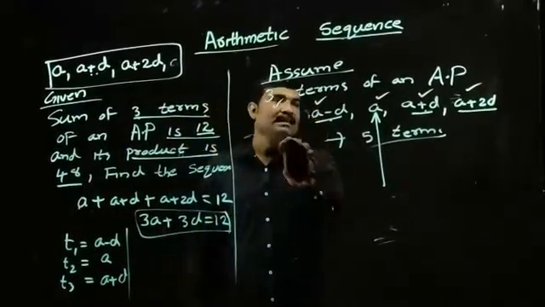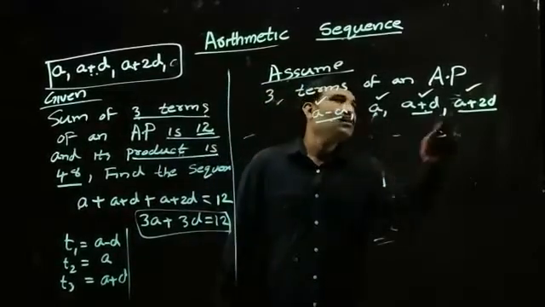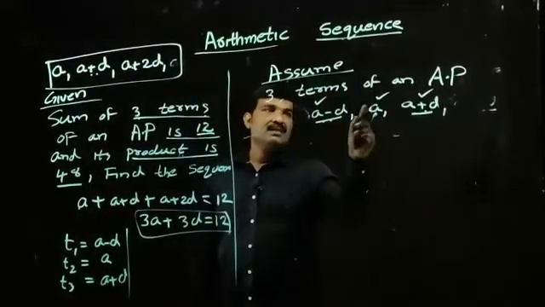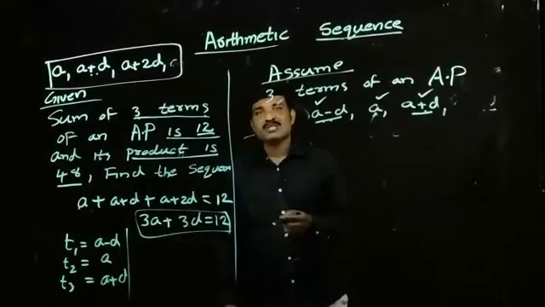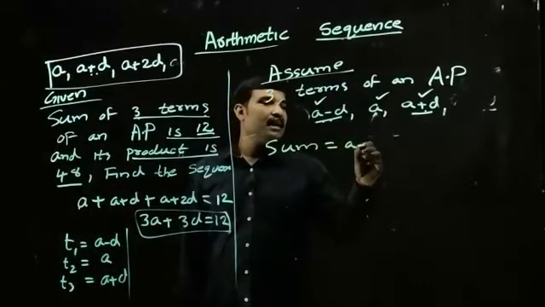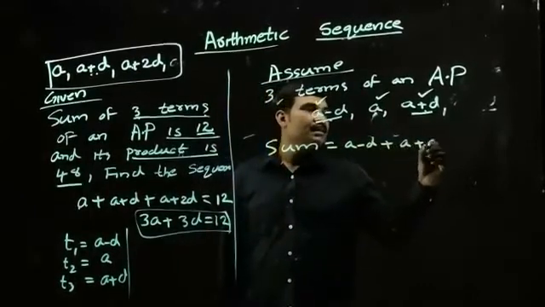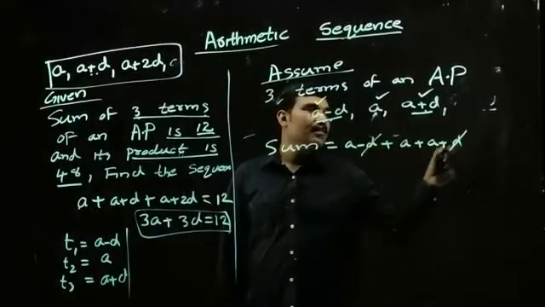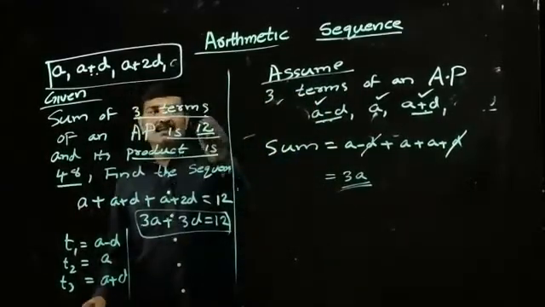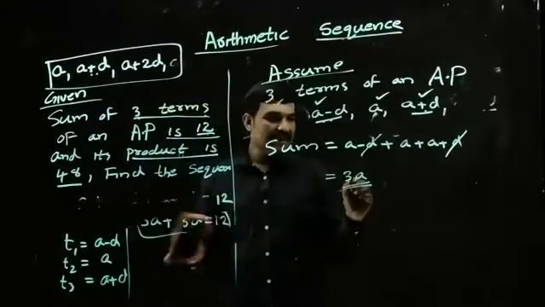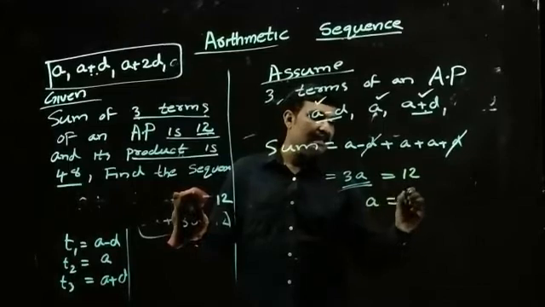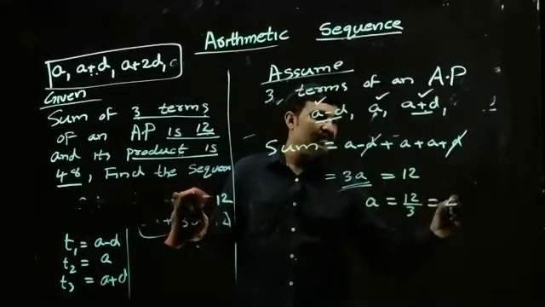In this problem, we have only 3 numbers, right? So we can take this as a choice. First term is A minus D, second term is A, and third term is chosen as A plus D. Now the sum is equal to A minus D plus A plus D, right? This minus D and plus D get cancelled. That is equal to 3A. Now the sum of 3 terms is given as 12, right? So we can write 3A is equal to 12, or A is equal to 12 divided by 3. That is equal to 4.